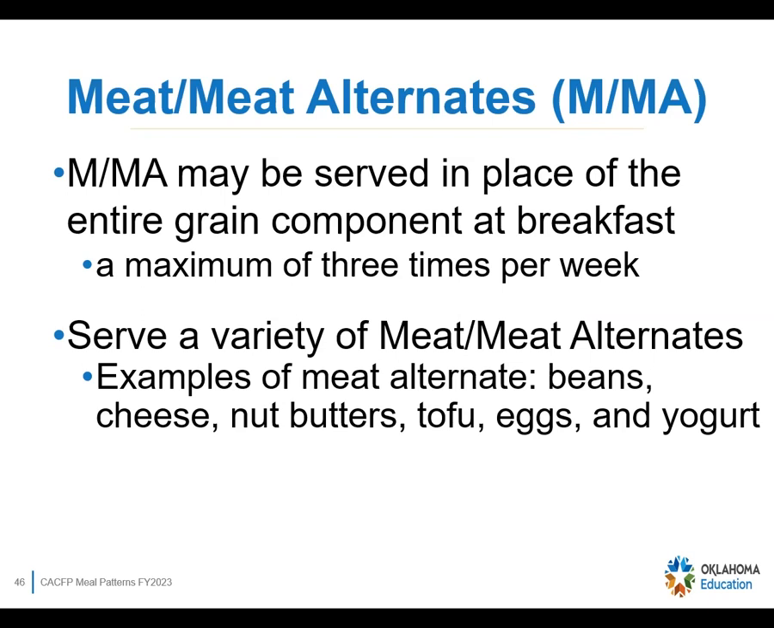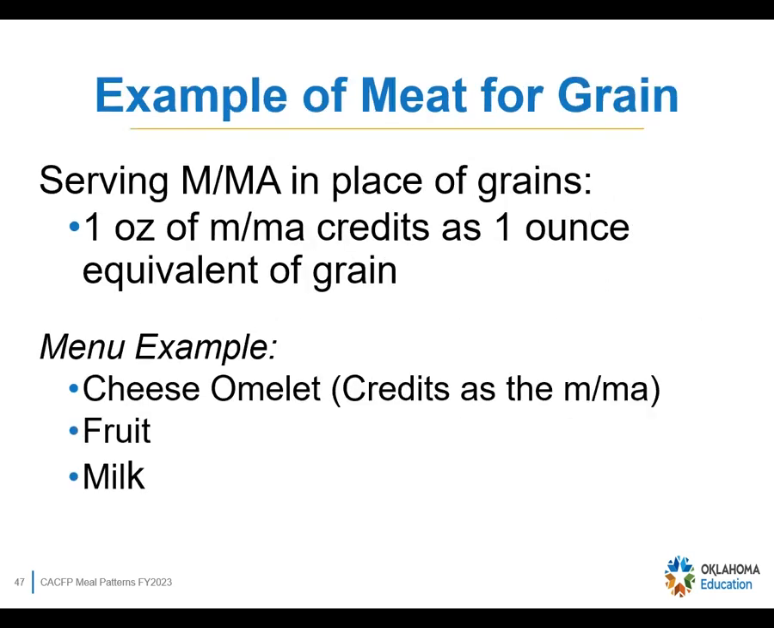Sometimes people always do chicken, or they always do ground beef, but also think of other meat alternates, like beans, cheese, nut butters, tofu, eggs, yogurt. Make sure you switch things up a little bit, because not everybody likes ground beef, and not everybody likes chicken. You can always think outside the box, maybe ground turkey, or other meat alternates that might go well with your participants.